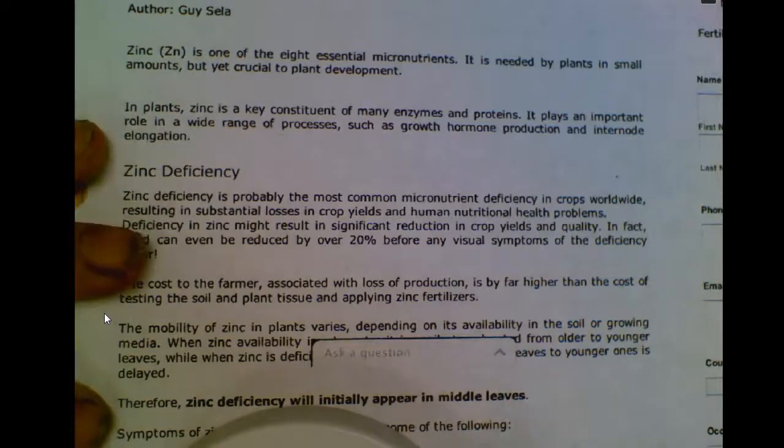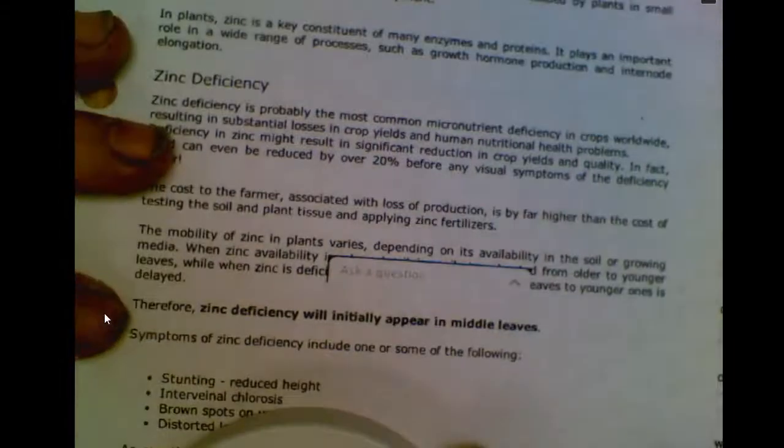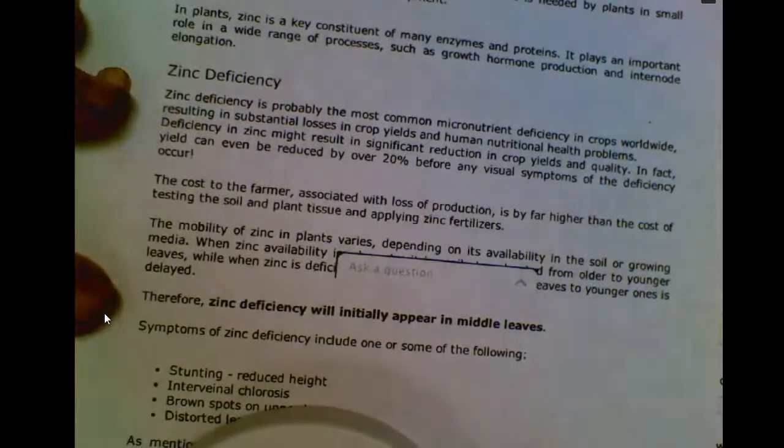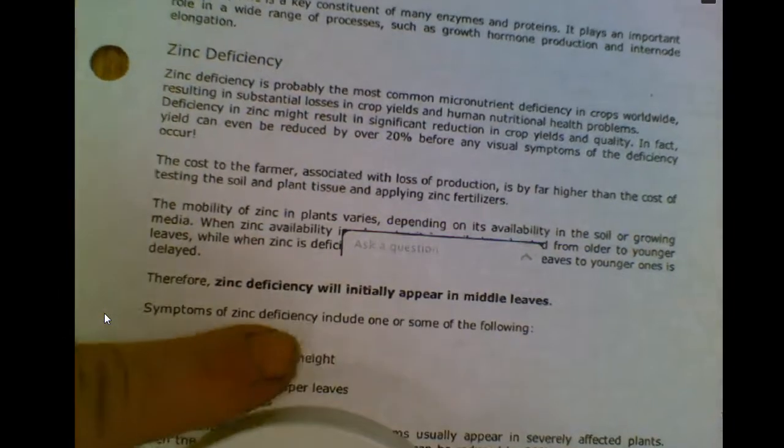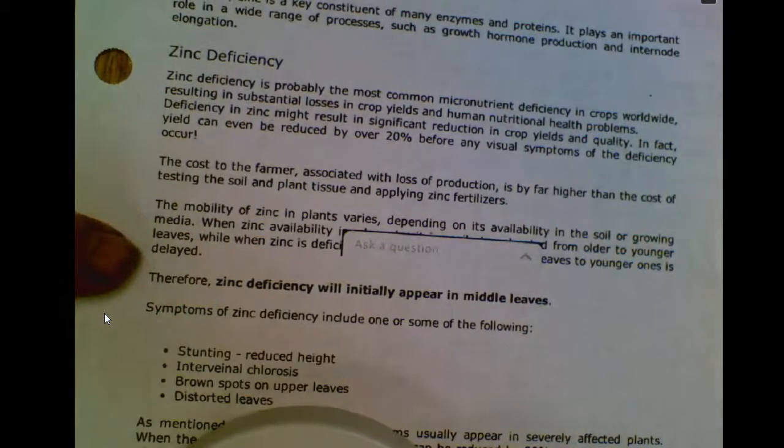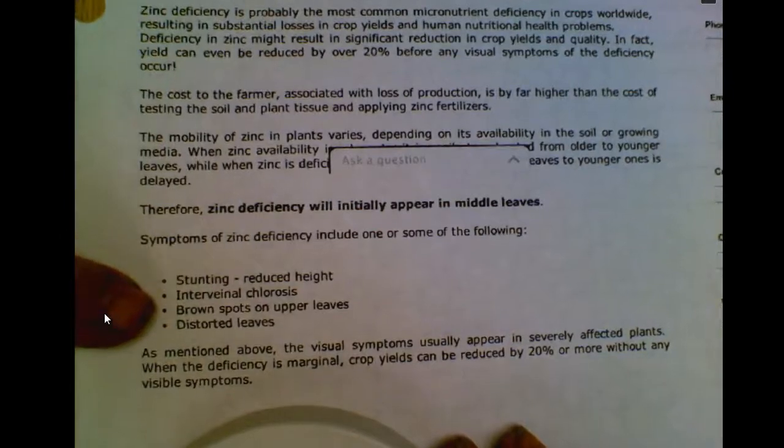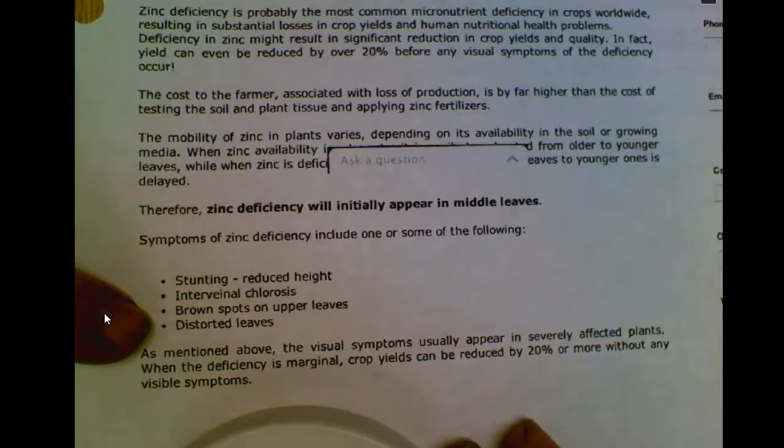Zinc deficiency, because there's a delay in the transport of the zinc through the plant, will initially appear in the middle leaves. Okay, and here are some of the symptoms for zinc deficiency. Stunted, reduced height, interveinal chlorosis, so it could look like iron. Brown spots on your upper leaves, distorted leaves.